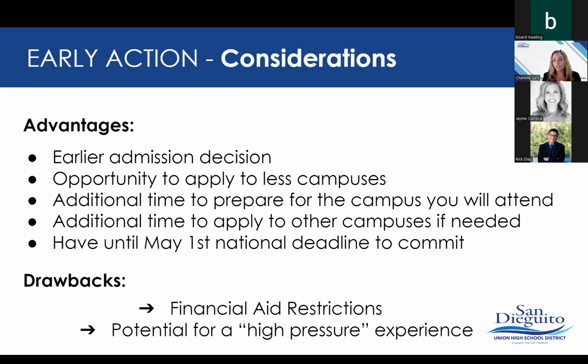On the flip side, they also have more time to then regroup and create a new game plan for regular decisions if needed, because again, they do have that May 1 national deadline to commit. So even though they may have heard back, they've been able to apply early and they've heard back early, they still do have that May 1 as their deadline. Again, one of the drawbacks being that financial aid restriction piece, because they just might not have as much information. And so sometimes that information comes after the decision has been made.